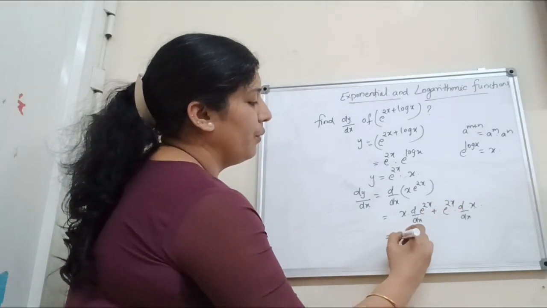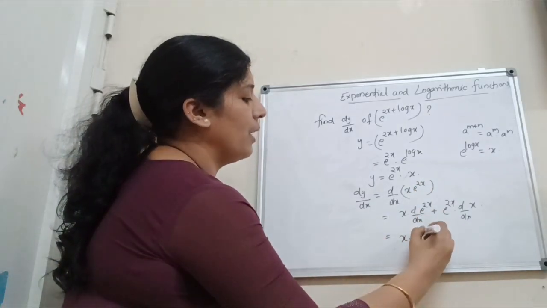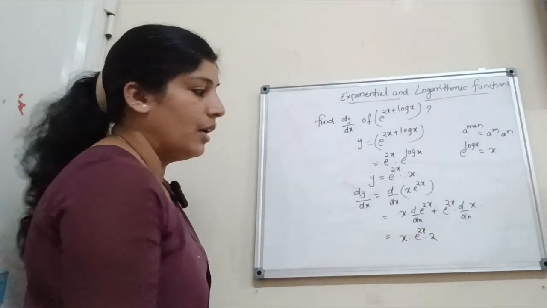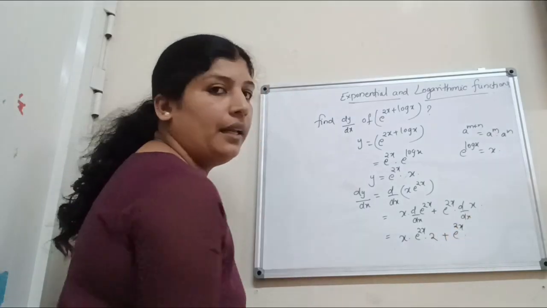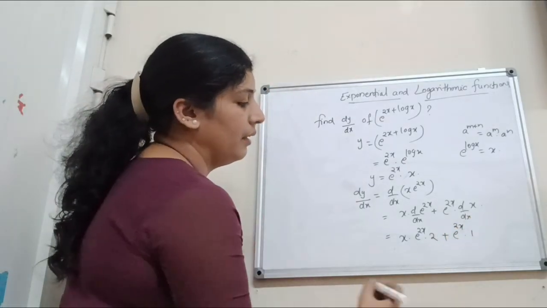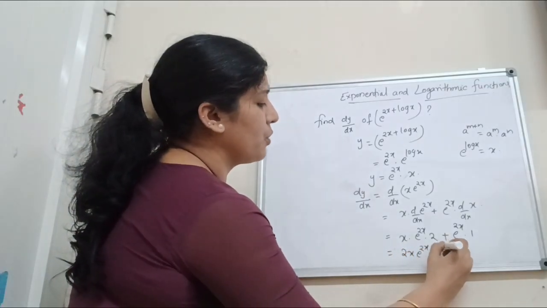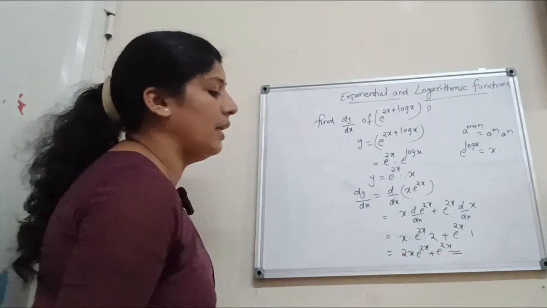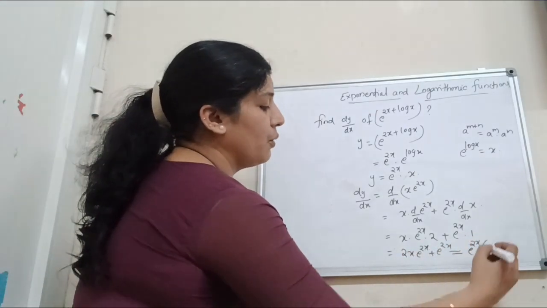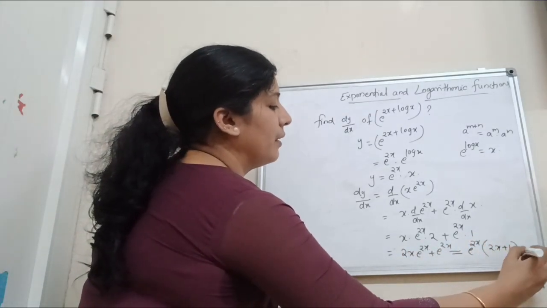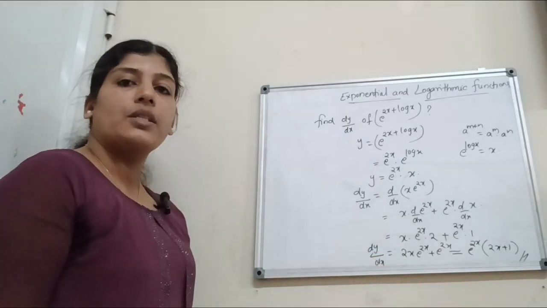That is equal to x into d by dx of e raised to 2x, that is e raised to 2x into 2, plus e raised to 2x into d by dx of x, which is 1. That is equal to 2x e raised to 2x plus e raised to 2x. Here, e raised to 2x is common. Therefore, taking it outside, e raised to 2x into 2x plus 1. Therefore, dy by dx equal to e raised to 2x into 2x plus 1.